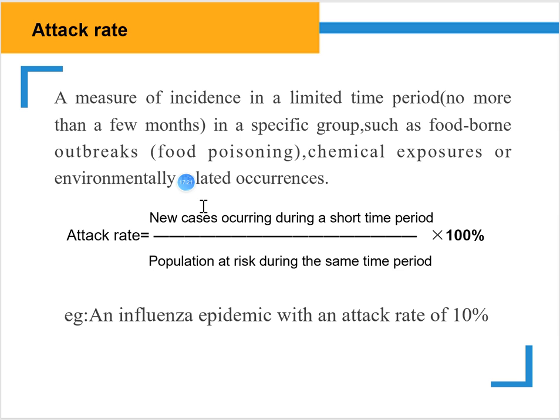So, attack rate is a measure of incidence in a limited time period in a specific group, such as foodborne outbreaks, food poisoning, chemical exposures or environmentally related occurrence, such as an influenza epidemic with an attack rate of 10%.